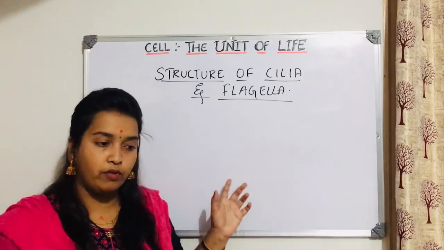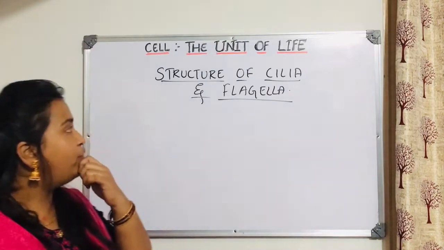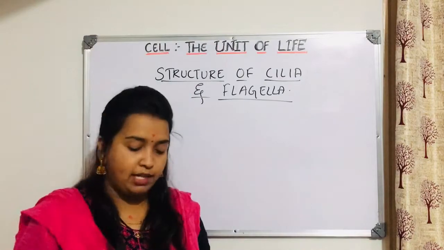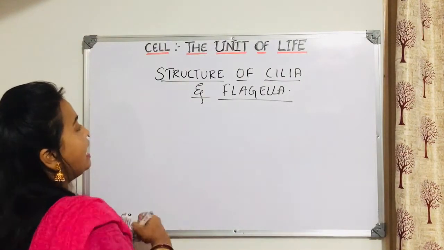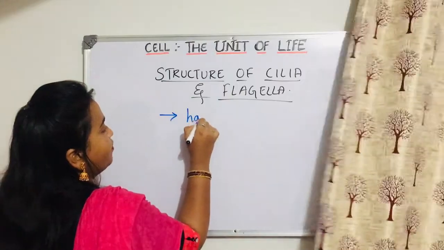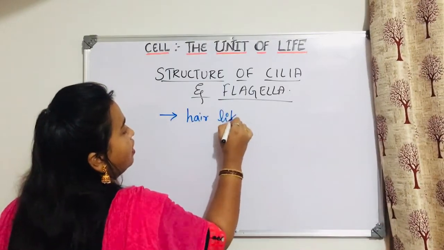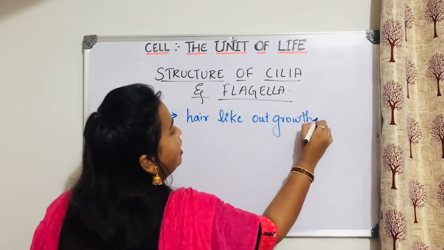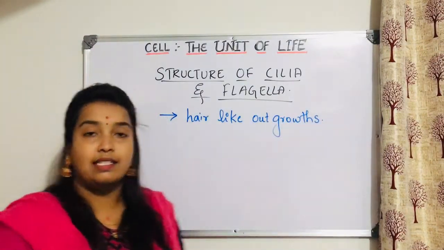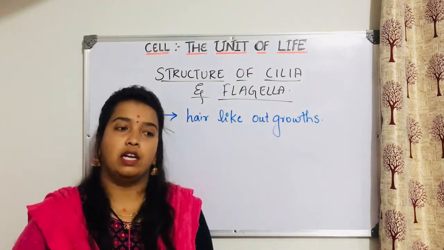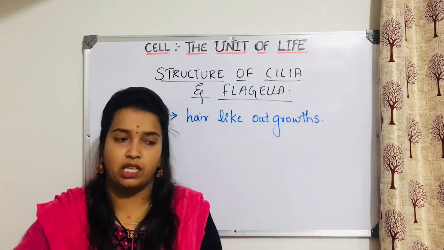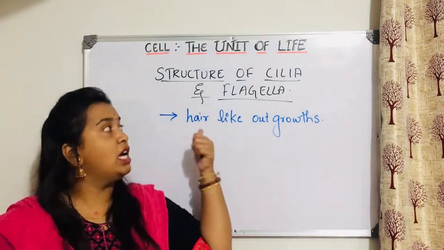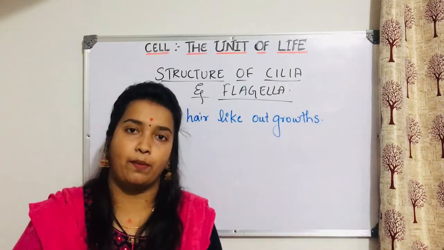Okay. Today what we'll do is structure of cilia and flagella. So before that we need to understand what is cilia and what is flagella. See, these are nothing but hair-like outgrowths. You know, cells, even if it is a prokaryotic cell or eukaryotic cell, will have some kind of hair-like outgrowths. But particularly we are talking about cilia and flagella in case of eukaryotes, not prokaryotes.